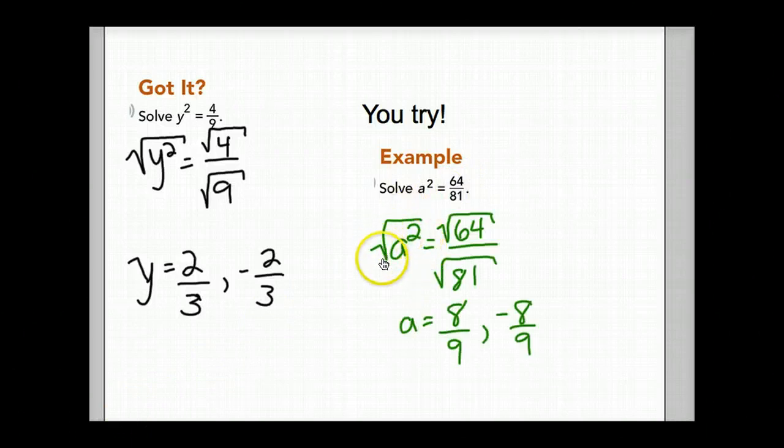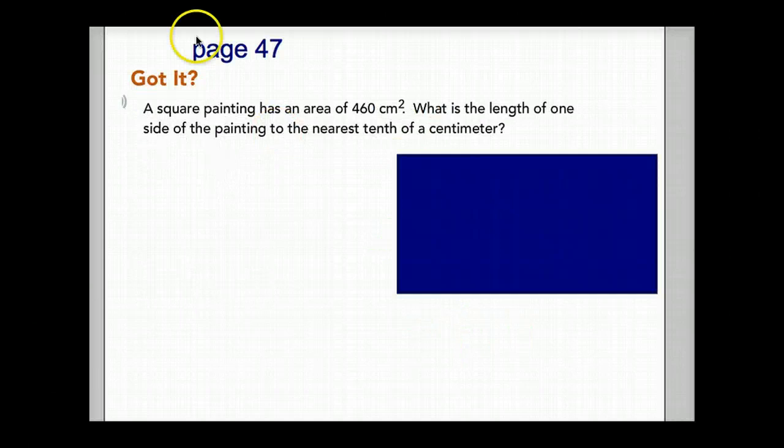Okay, so you should have taken the square root of both sides and the top and the bottom of both your fractions, the numerator and the denominator, and you should have gotten a equals 8 over 9 or a equals negative 8 over 9. Okay, moving on to page 47, we're going to do the Got It. It says a square painting has an area of 460 centimeters squared.